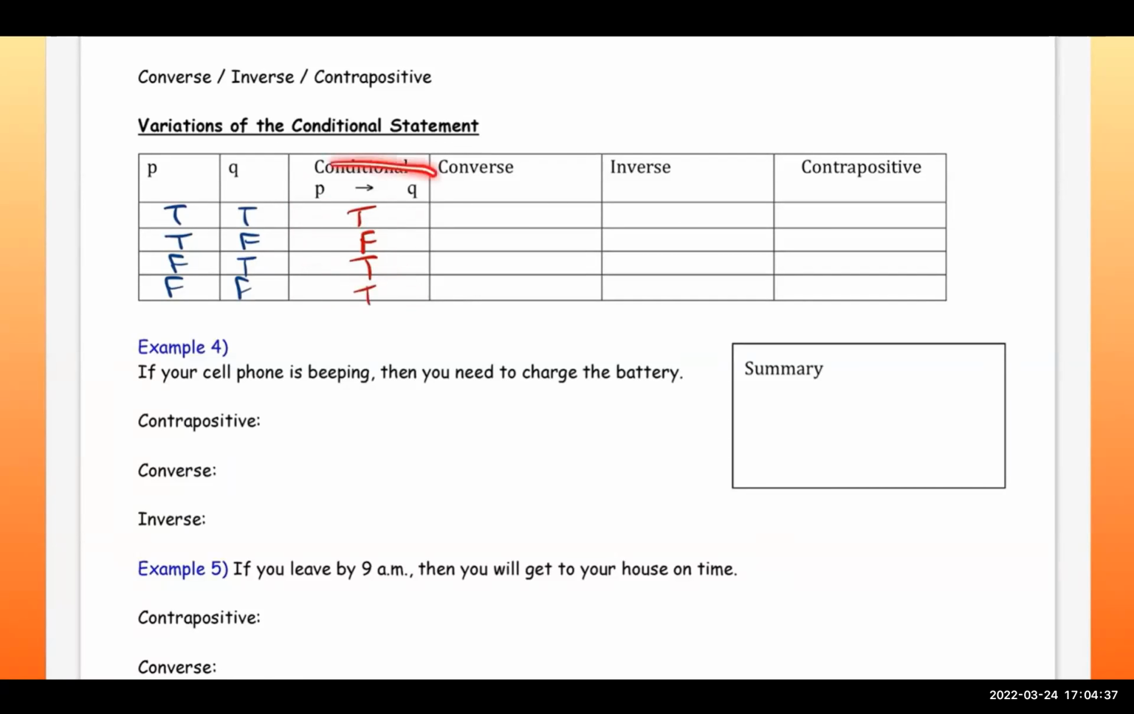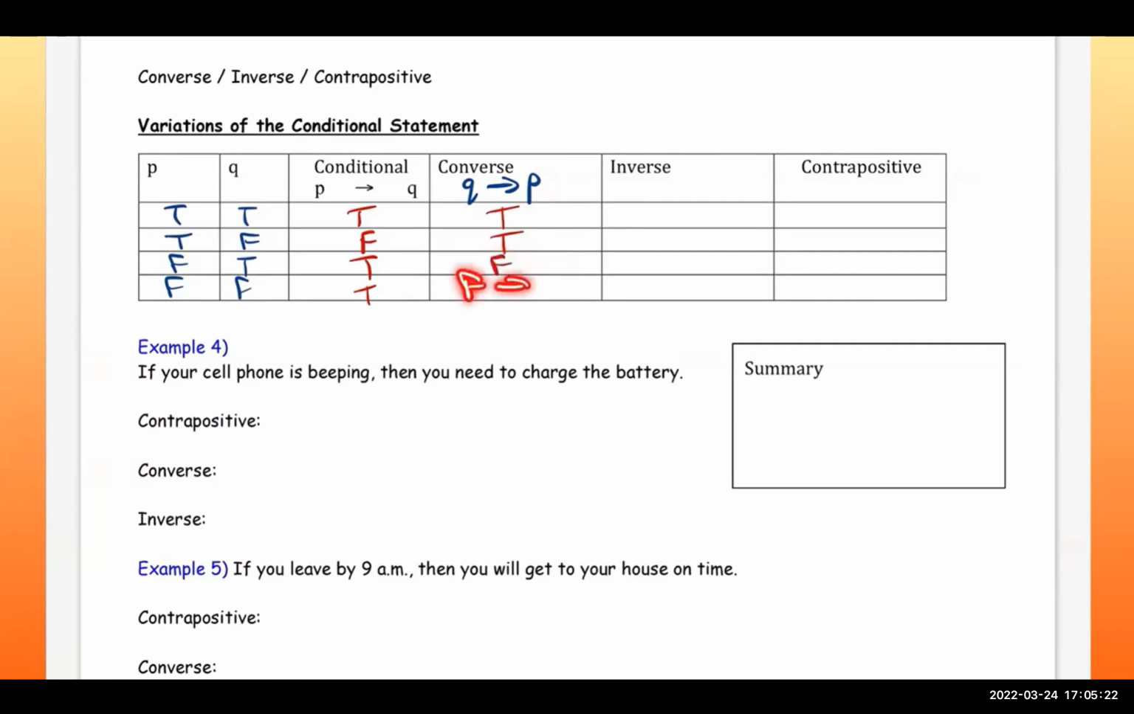All right, the converse would be when you reverse those two letters, if Q, then P. All right, so let's see if that's true or not. So if true, then true. We know that's true. All right, the next one would be if false, then true. Yes, that's true because it starts with the false. The next one would be if true, then false. That's false. And the last one is if false, then false. We know that that's true because it starts with the false.